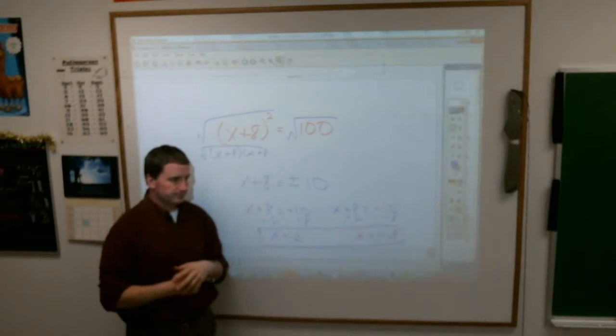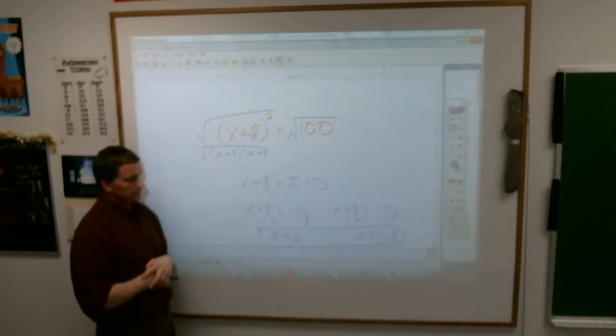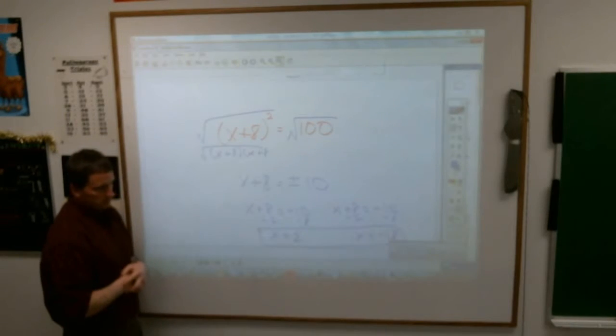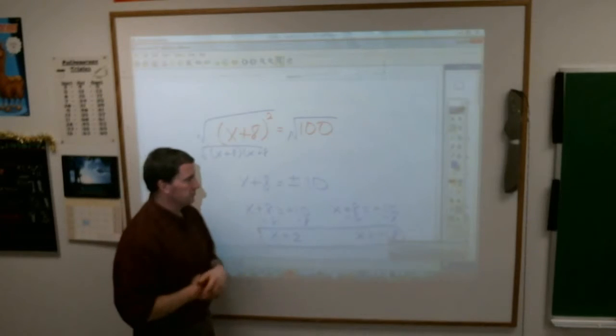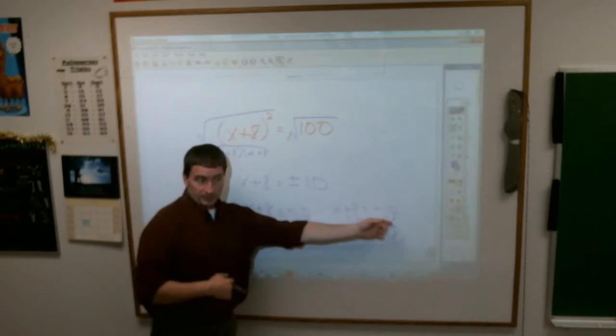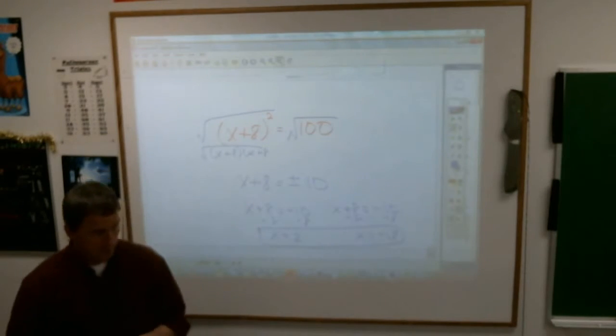Taylor, or Kendall. If you said it was supposed to be plus or minus, why did you do one plus and one minus? Because one's plus, one's minus. This is the plus, this is the minus. That's why you had to. So I get two answers because it's plus or minus 10. One time I have the plus 10, one time I have the minus 10.